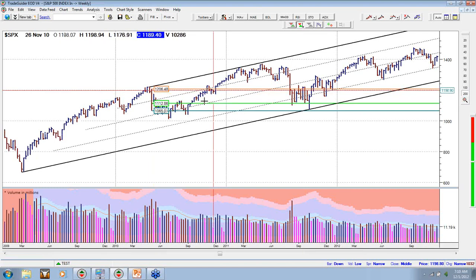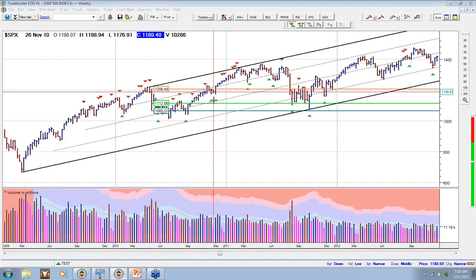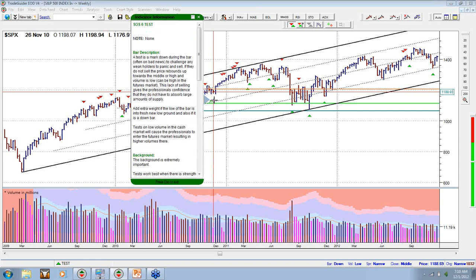Now, if we put on the TradeGuider signals, we will have a signal on this weekly chart. I guarantee it. Let's switch on the TradeGuider signals. So here are the signals. We've got two of them at this price level at the top. But the most important one is the one here. It's called a test. And what a test is very simple. It's showing us that as the market has attempted to fall, the range of the bar is very narrow and the volume is extremely low now.